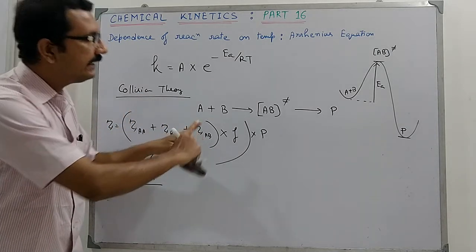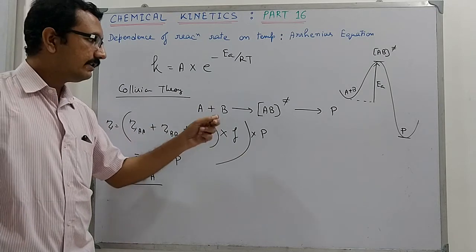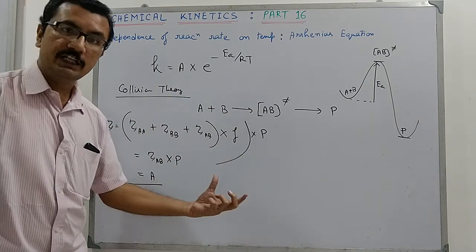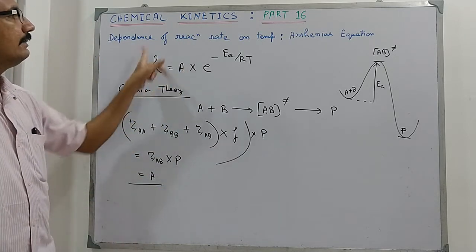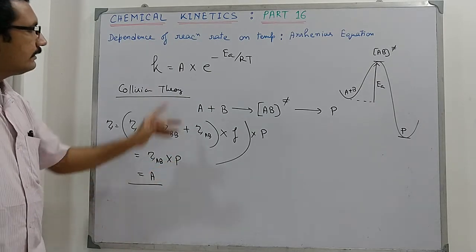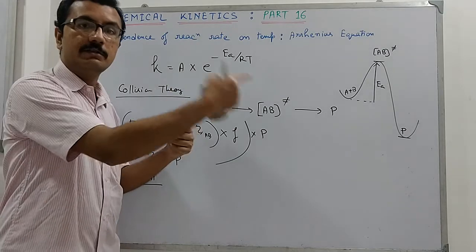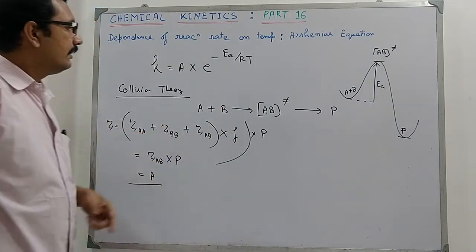When they collide, they gain energy. Now this attempt is eligible when you have proper stoichiometry and proper orientation. So this is the A in the Arrhenius equation. So this is the steric factor, this is the frequency factor. Frequency means the number of attempts reactant molecules are making to cross the barrier.